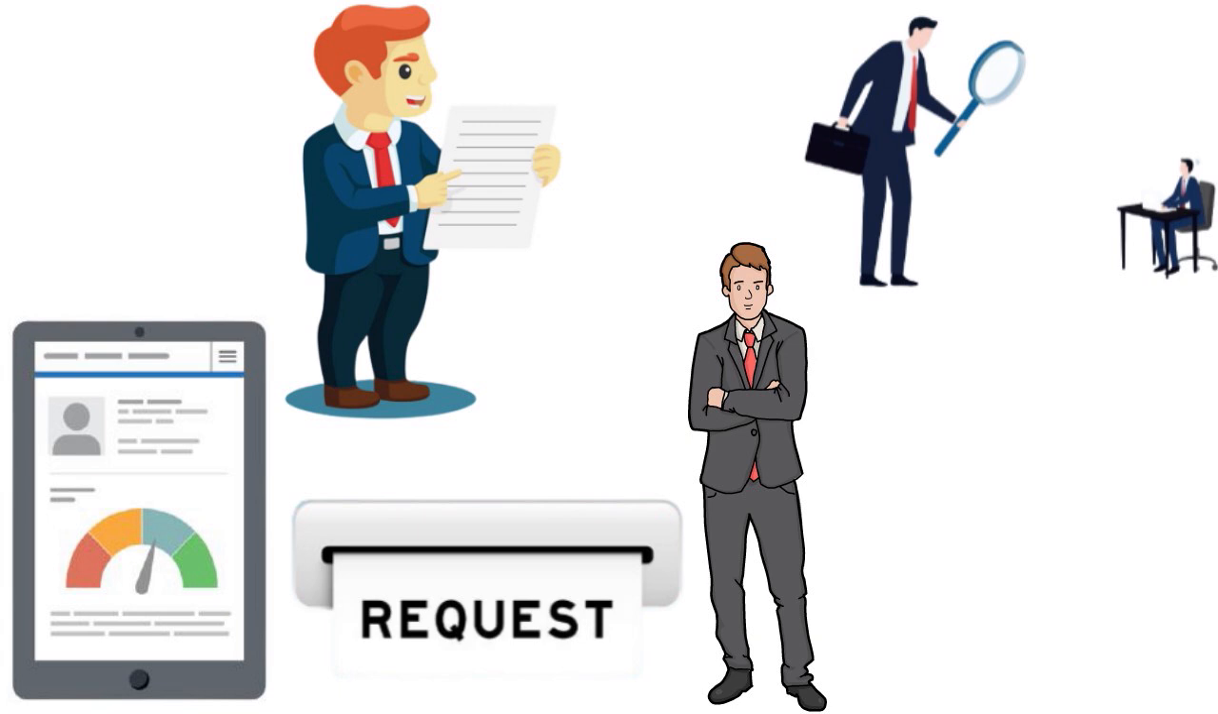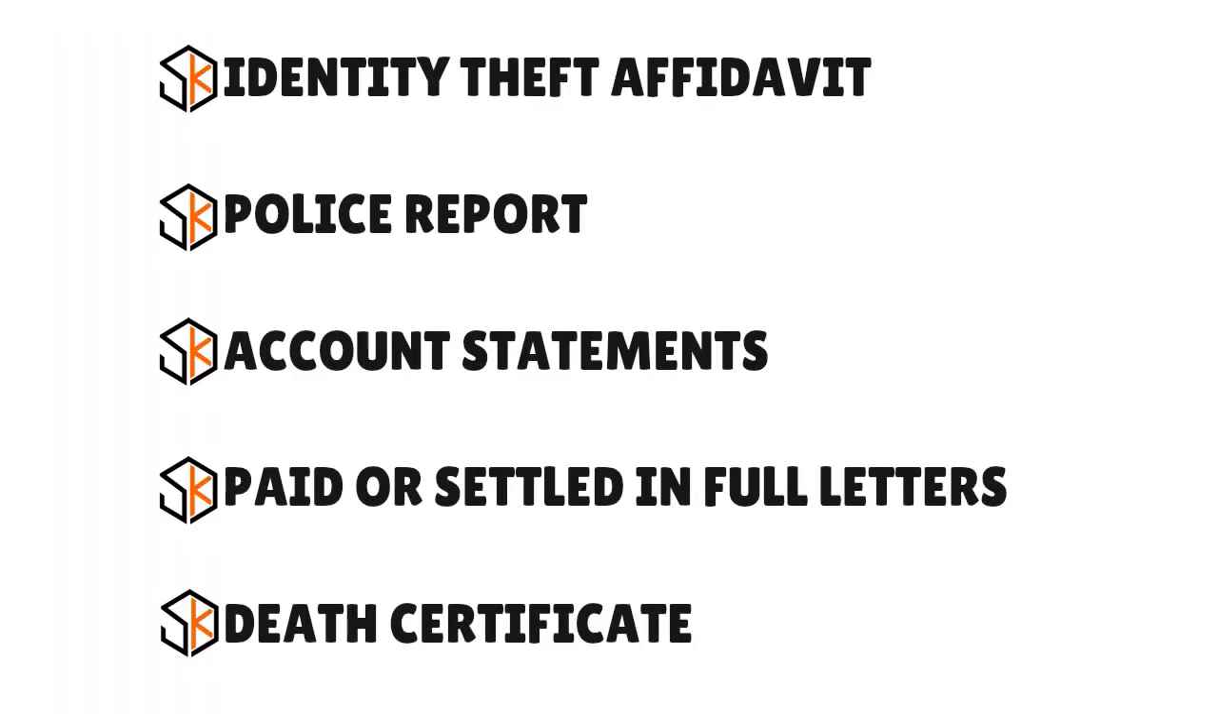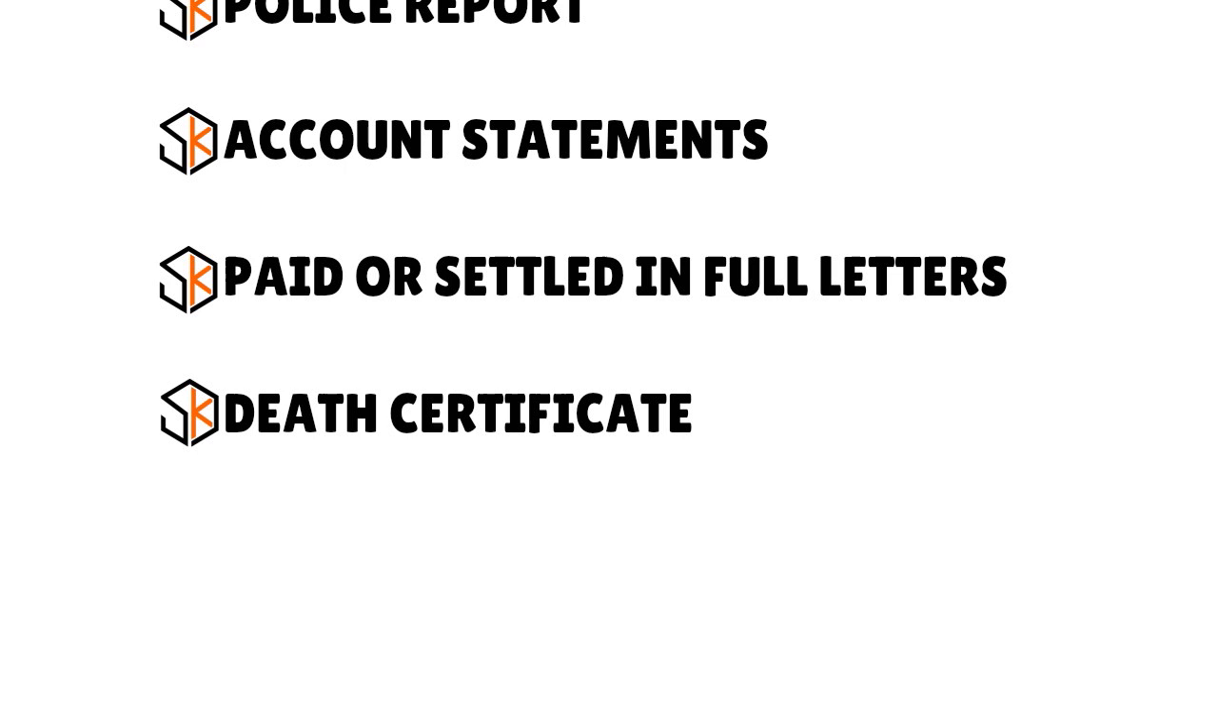Documentation may include, but is not limited to, an identity theft statement, police report, account statements, paid or settled in full letters. I mean, this could happen, if you have a certain situation that you'd like to correct real fast. And also a death certificate. So if you provide additional information or documentation relevant to the dispute while the reinvestigation is pending, the time frame may be extended by up to 15 days to give the source sufficient time to review. And once it's completed, ChexSystems will notify you of the results. That's really important to think about.